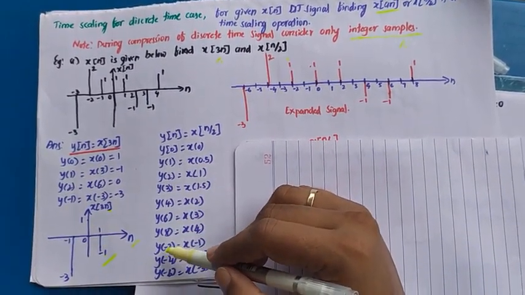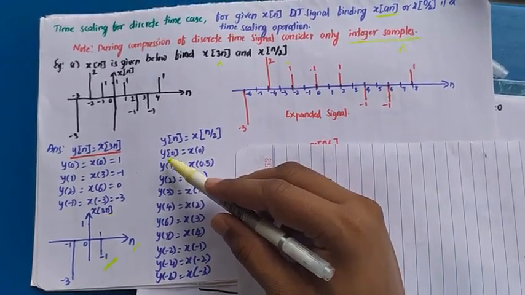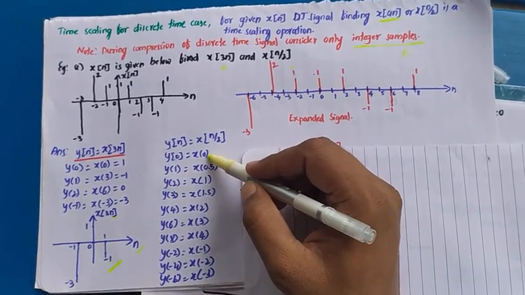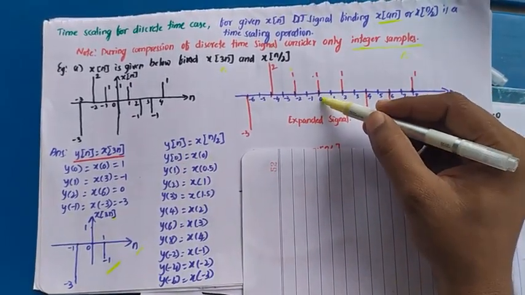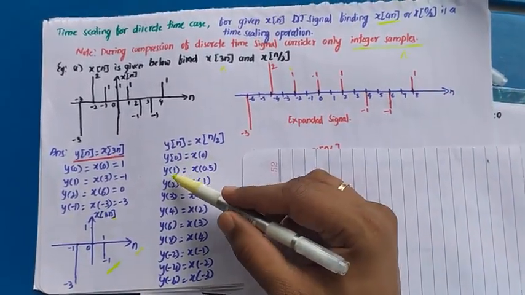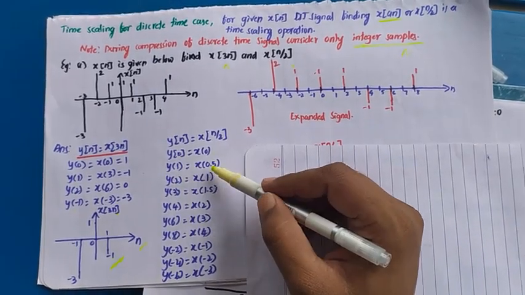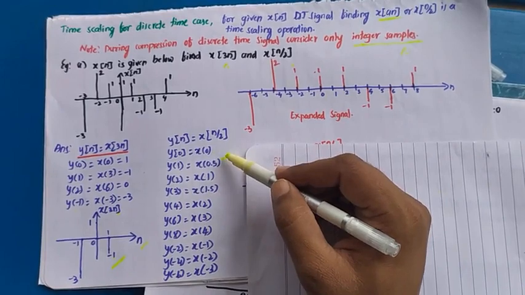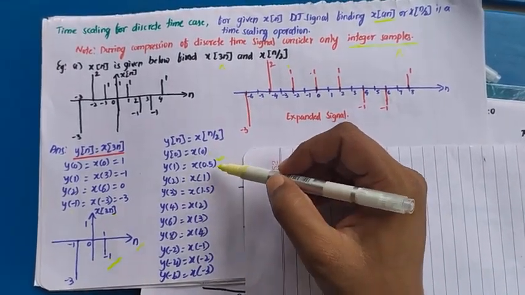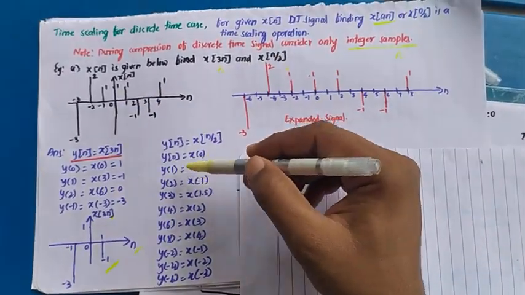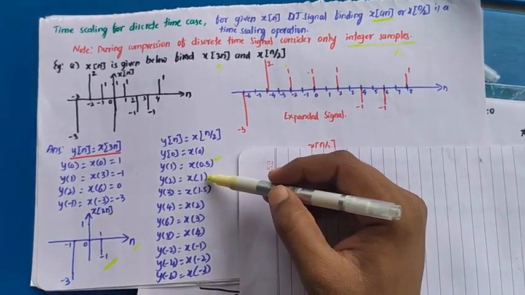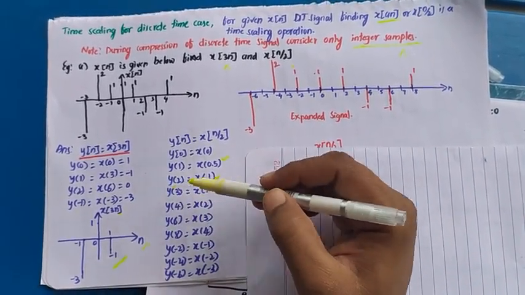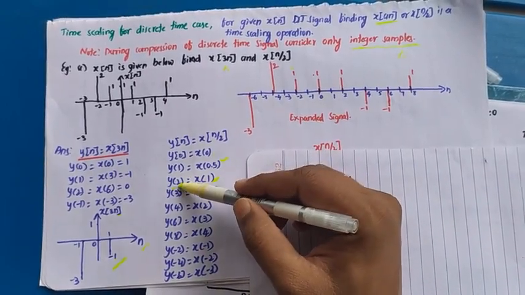Okay, so if we draw it, how will it look? Whatever the values of x of 0 is there, that is y of 0 only, x of 0, y of 0. For y of 1 it is x of 0.5. I am not supposed to consider this one because there is no x of 0.5, so y of 1 will be 0 only. So where will x of 1 come? For x of 1 it will come at y of 2.